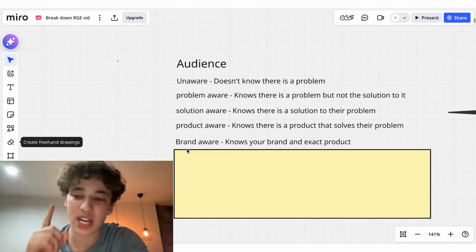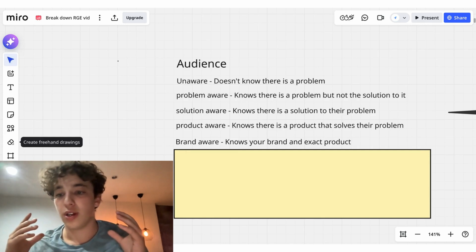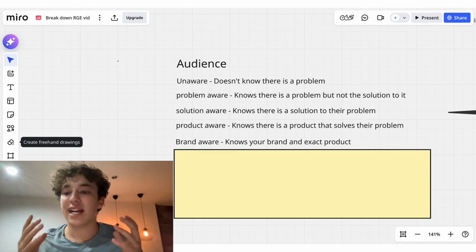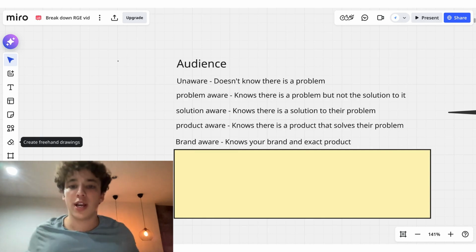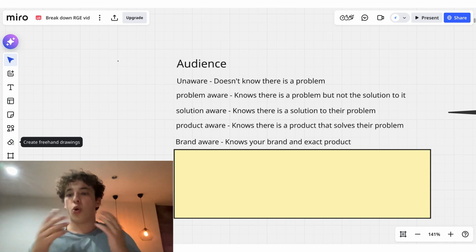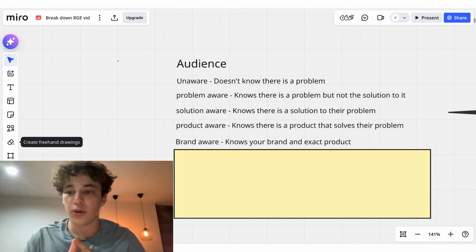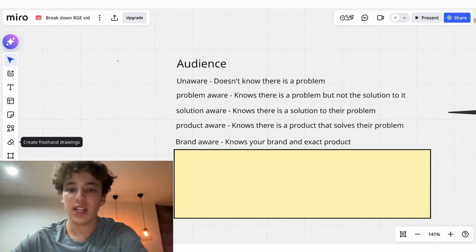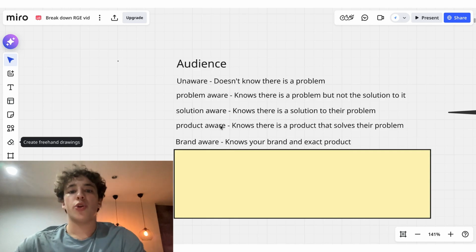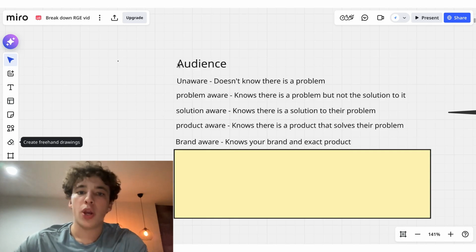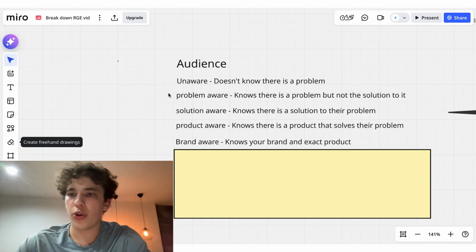They're brand aware. They're the number one to convert. That's who you want to try and convert. They're all going to be in your email list, or they're going to be the ones that follow your Facebook or Instagram page. Those are brand aware. So you really have to consider what's your audience for your product.